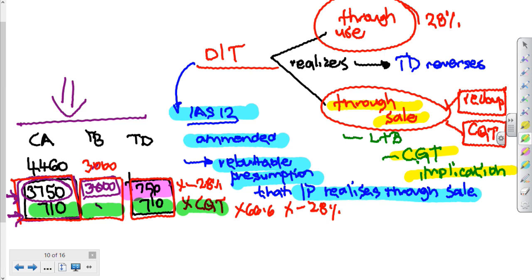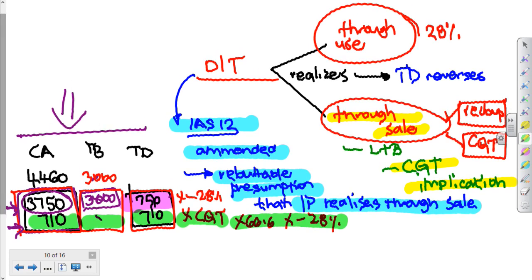Above cost, there's no tax base because SARS doesn't give us any deductions above cost, and so the temporary difference will be a capital gain difference and will be calculated at capital gains tax at 66.6 and 28%. So remember, deferred tax for investment properties is different to deferred tax for PPE, just for the building. Land was the same in PPE as it is in investment property. So just for the building.